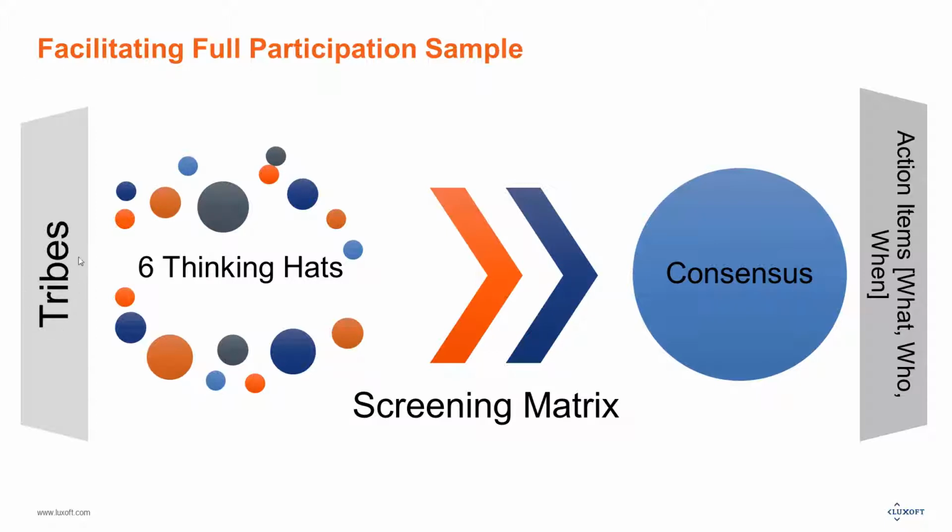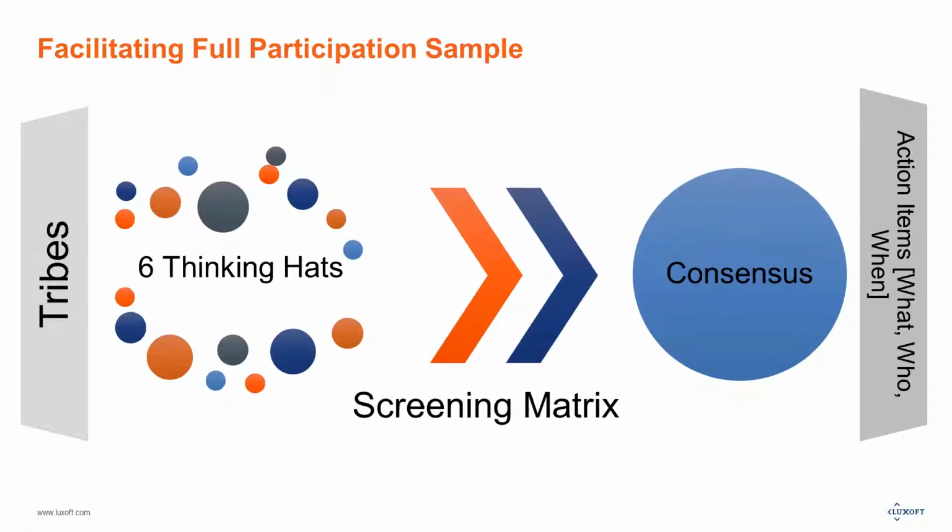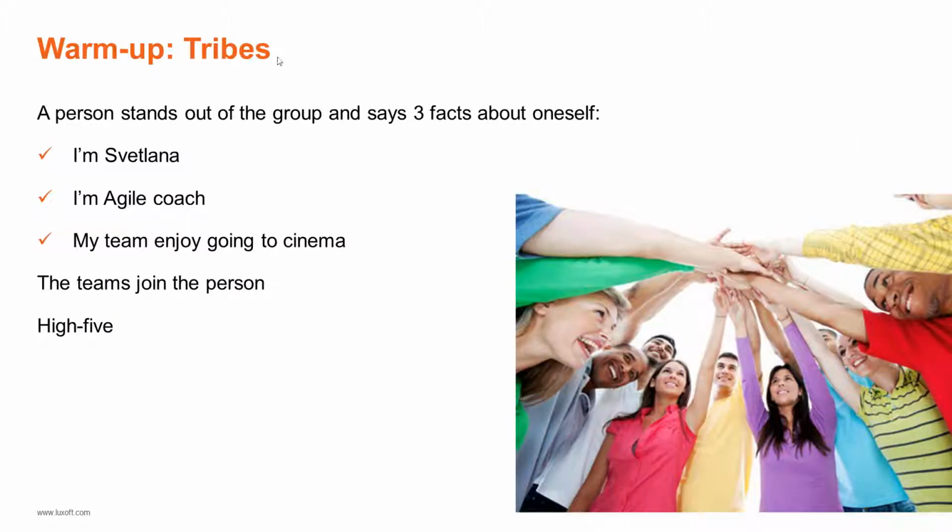I will show you the instruction on how to do it. Here, 6 Thinking Hats, here a screening matrix, here consensus, and here action items. So this is just a template, and it can be filled in with the facilitation techniques. The first technique used here is a warm-up, it is Tribes, and here is the description of this technique.